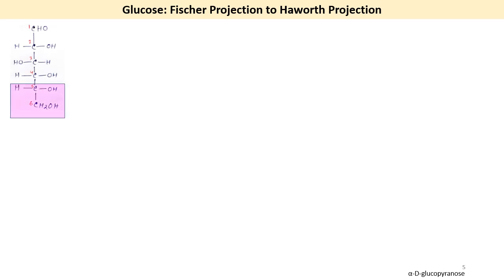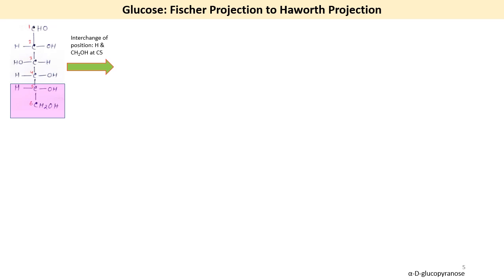So, how to convert that? Just look at the example of glucose. So, this is D-glucose, right? So, look at the C5 carbon atom. Now this is the common structure of glucose. We already know it and we have practiced it several times.